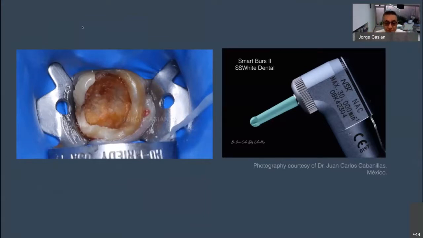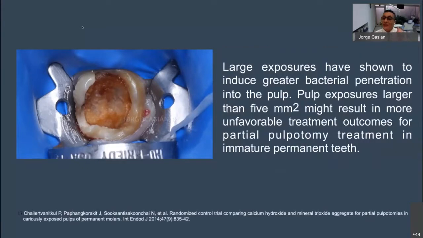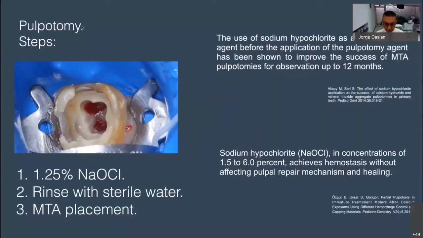And with a low-speed round bur, I tried to remove some of the soft dentin carefully. Of course, trying to avoid a pulpal exposure. But to be honest, that was impossible. And after at least a couple of big pulpal communications, I decided to do a pulpotomy.